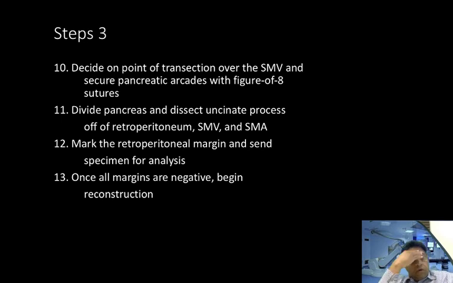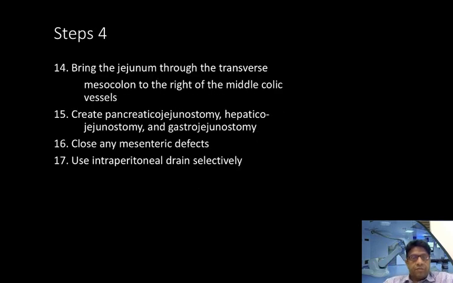Once you have confirmed all margins are negative, that is typically with frozen section, you can then begin the reconstruction. Jejunum is brought through the transverse mesocolon to the right of the middle colic vessels. A pancreaticojejunostomy is created, typically end to side, hepaticojejunostomy next, and then a gastrojejunostomy more distally.